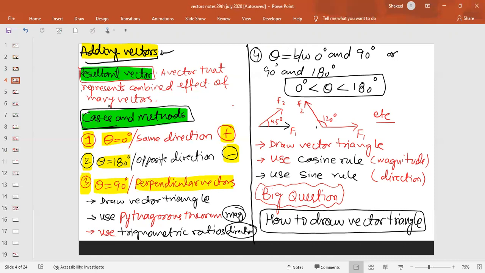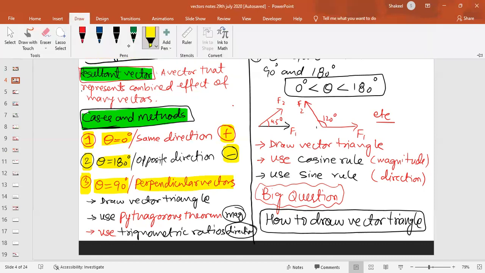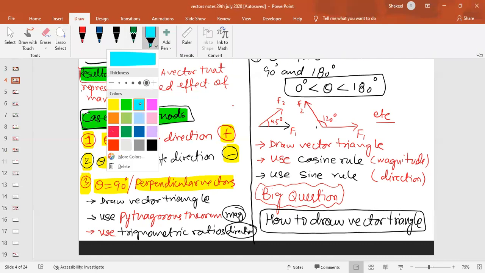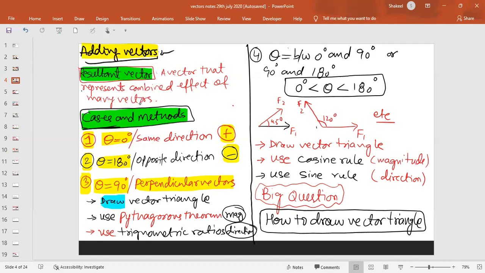To find the resultant when perpendicular vectors are there, we will draw the vector triangle, then we will use Pythagoras theorem to find the magnitude, and we will use trigonometric ratio to find the direction of the vector.